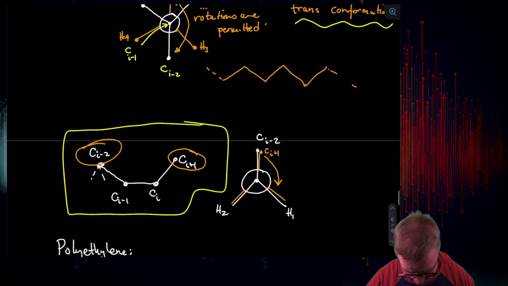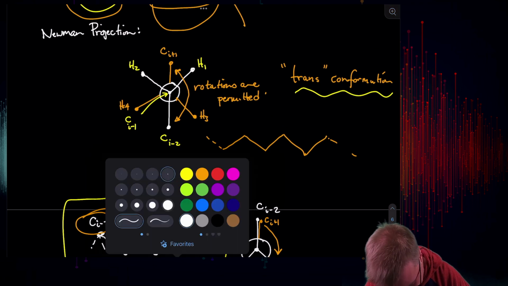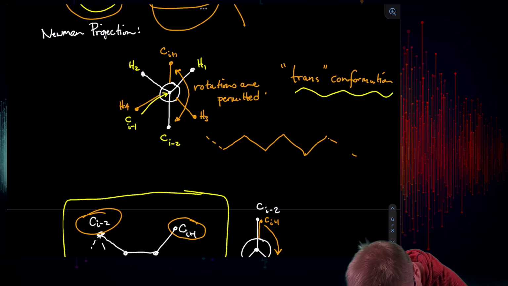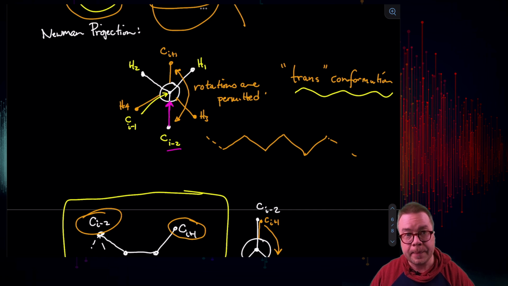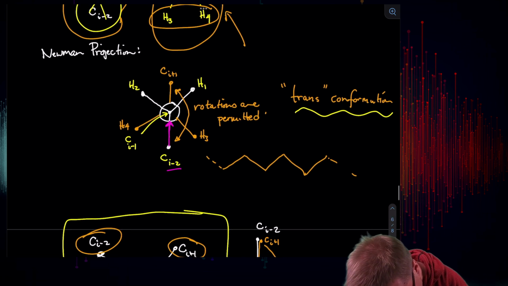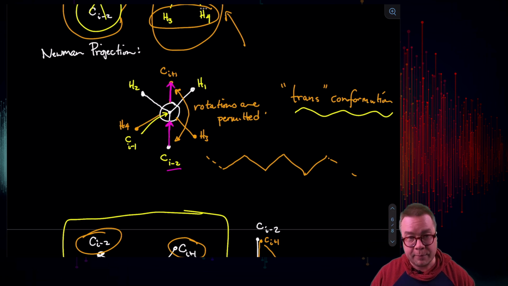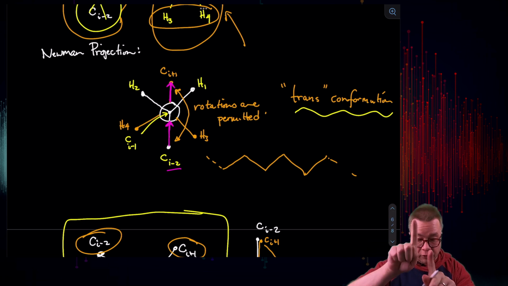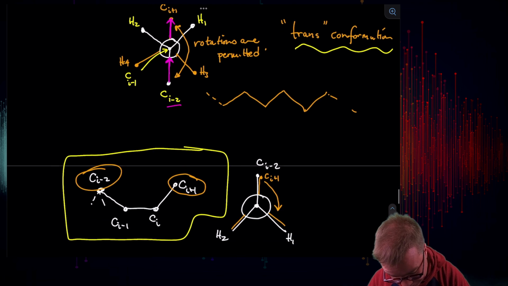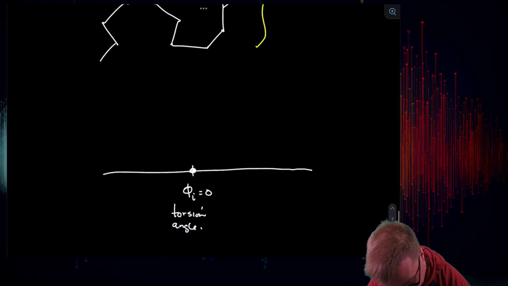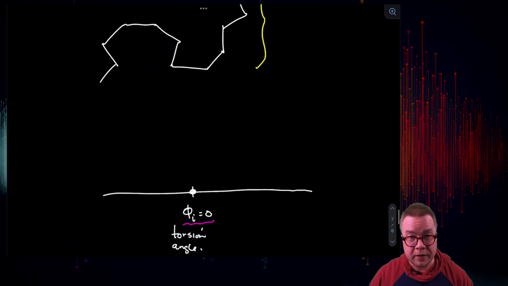In terms of this Newman projection, if I was to trace out this bond vector, so here's the bond vector between carbon i-2 and carbon i-1. There's also the vector between carbon i and carbon i+1. You can see that those things are in the same direction. So this trans conformation would correspond to a torsion angle of 0.